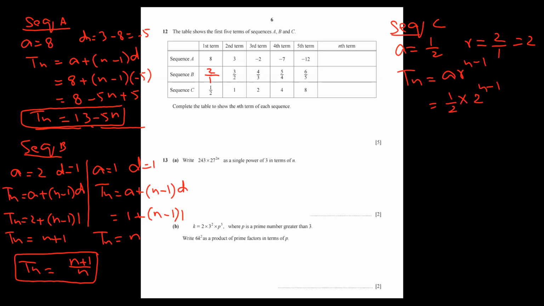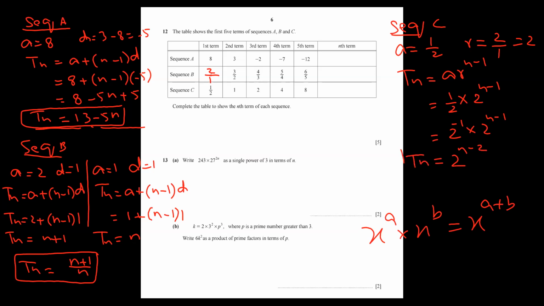If you leave it here, no problem at all, but for full marks we have to simplify as much as possible. What is this power 2? If I bring it to the numerator, the power becomes negative 1. And with the same base, powers add, like x to the power a into x to the power b gives x to the power a plus b. Same story here, 2 to the power negative 1 and negative 1, if you add them, so n minus 2, this is my final answer.